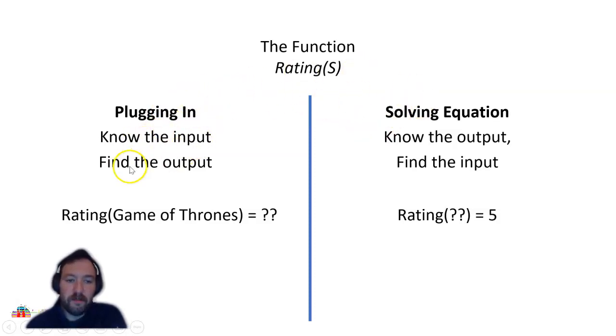Plugging in, you know the input and you're trying to find the output, so you could ask me, plug in Game of Thrones, and what would the rating I give it? 3 stars. And solving an equation, it's the opposite. You know the output, but you're trying to find the input, right? Like that example, what shows do I rate as 5 stars? So you're trying to find the inputs that would give you that output.